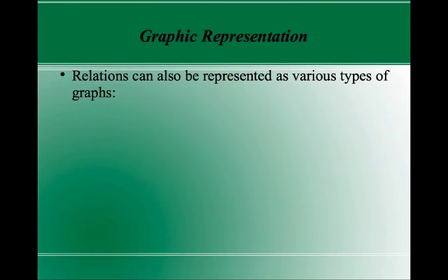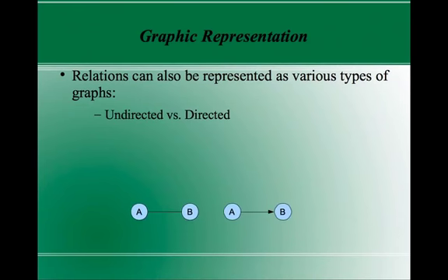Relations can also be represented through graphs. Now there are various types of graphs that represent numerous different relations. You have undirected graphs and directed graphs, and how these are different is an undirected graph is a solid line between vertices.